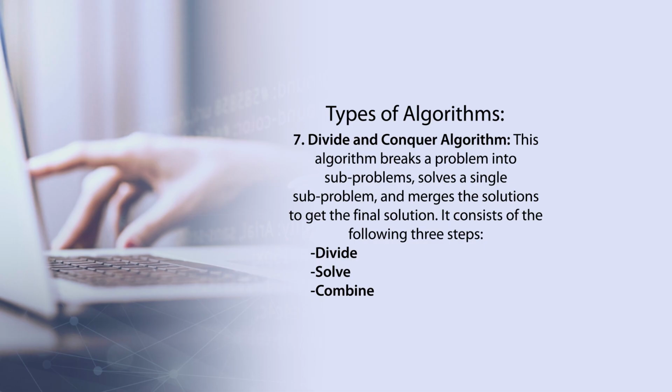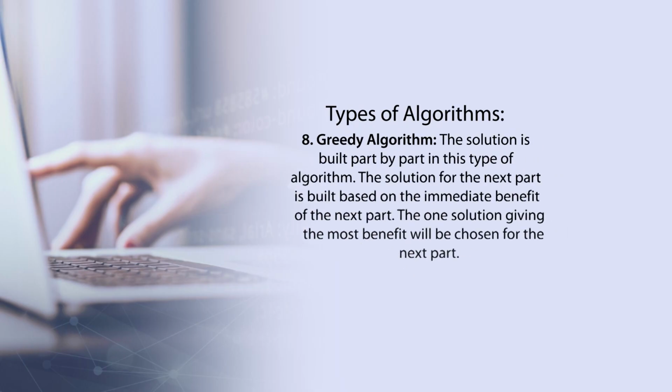That means in divide and conquer we generally divide the big problem into single sub problems, okay, and finally we get the solution of each sub problem and combine them, and we can get the solutions of larger problems. Next is greedy algorithm.